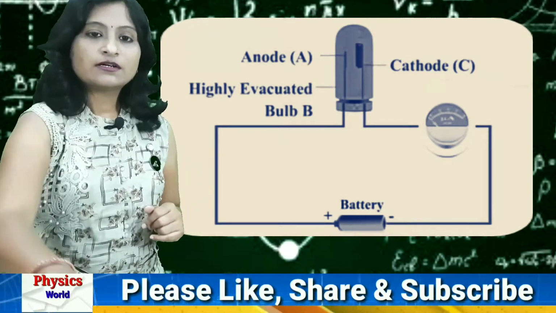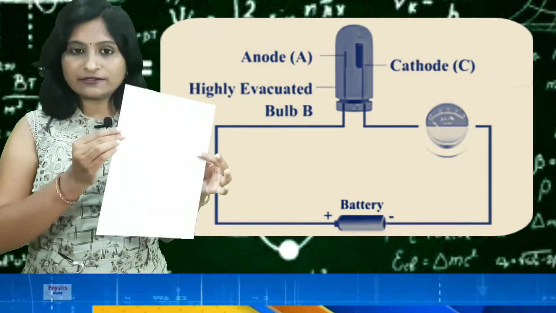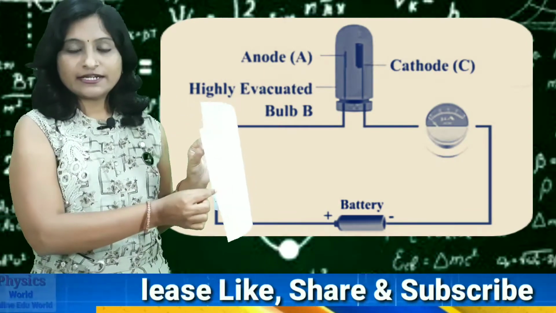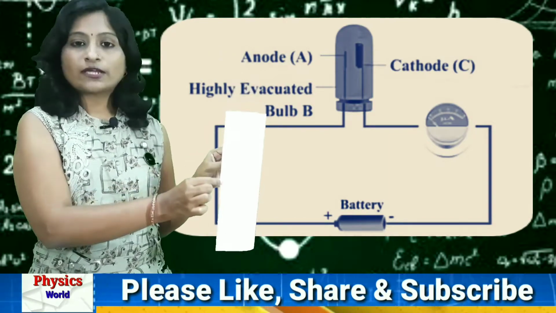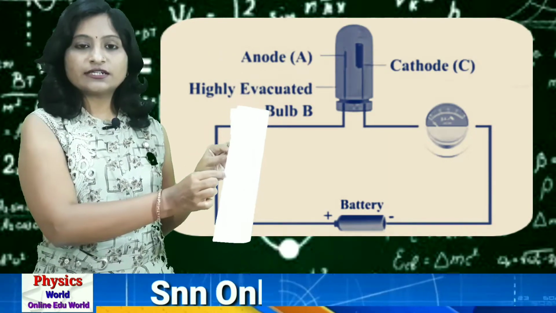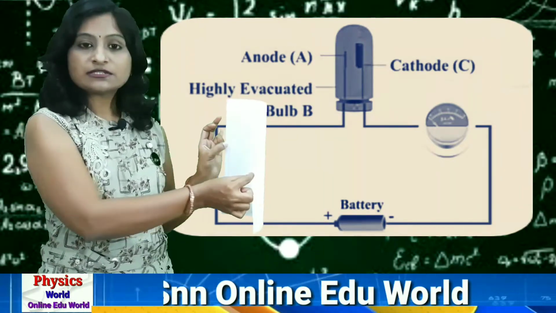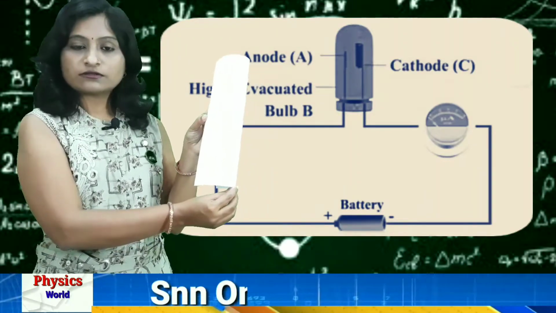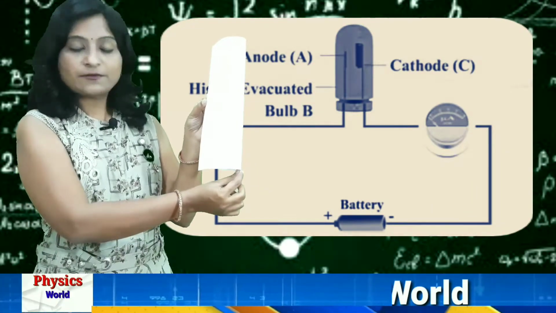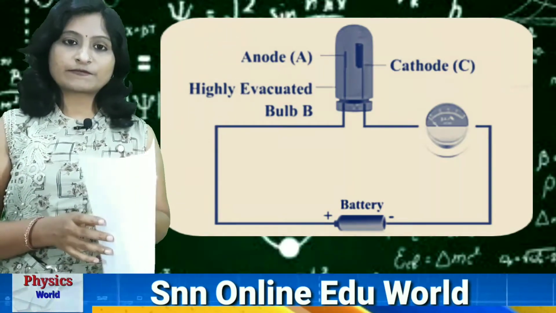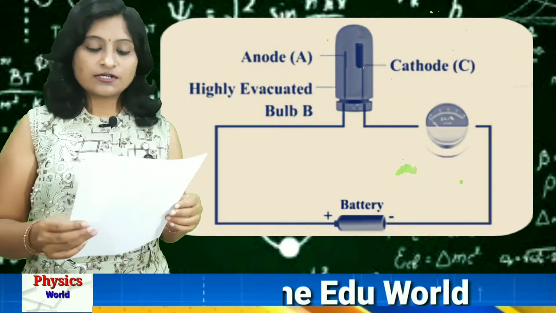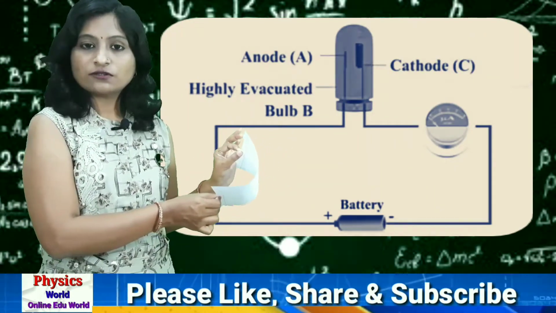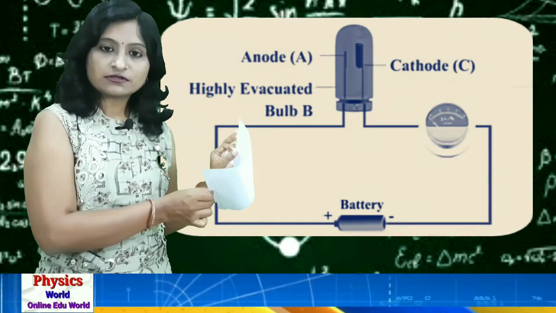So here a cathode is made up of a metal plate which is semi-cylindrically folded like this, and it is placed inside the evacuated glass bulb. So the internal part of that plate is semi-cylindrical in shape, and for the connection purpose we have to keep it with a rod, and it is attached with that glass bulb.